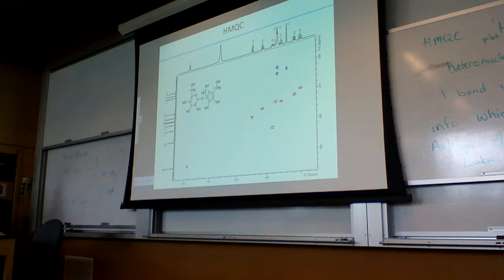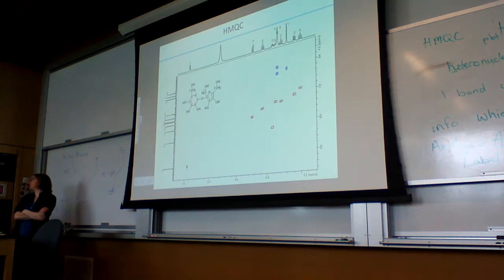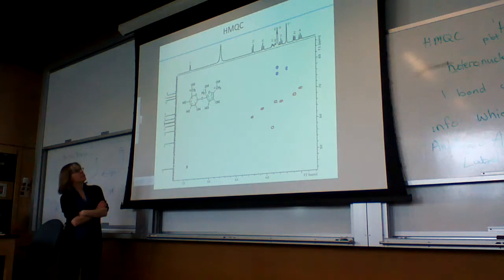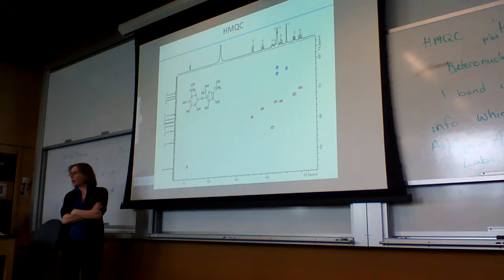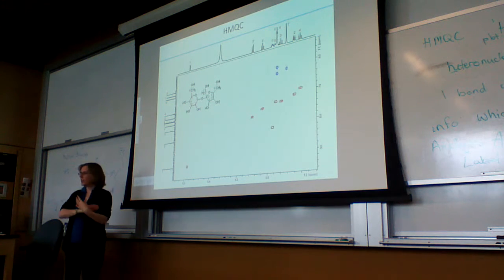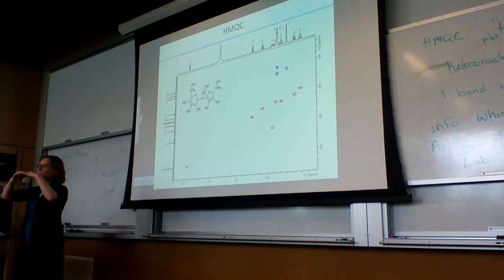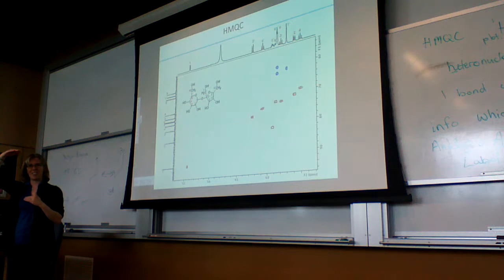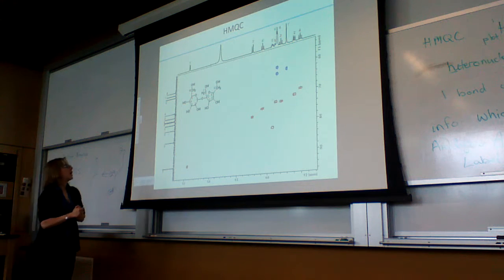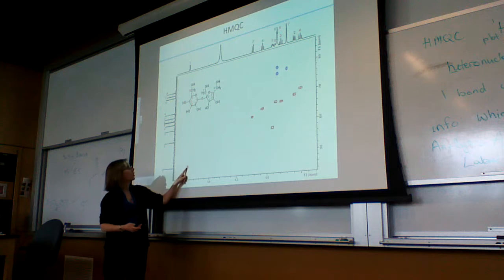So here's an HMQC of, I believe, sucrose. You can see that one of those sugars has a lot of hydrogens in the same region and a lot of carbons in the same region. But when you plot them versus each other, it spreads everything out. You take something from one direction and spread it out into two dimensions, and you can then assign peaks more readily than you can otherwise.